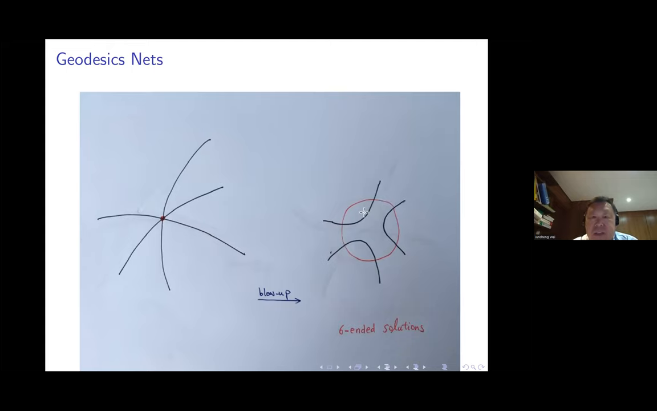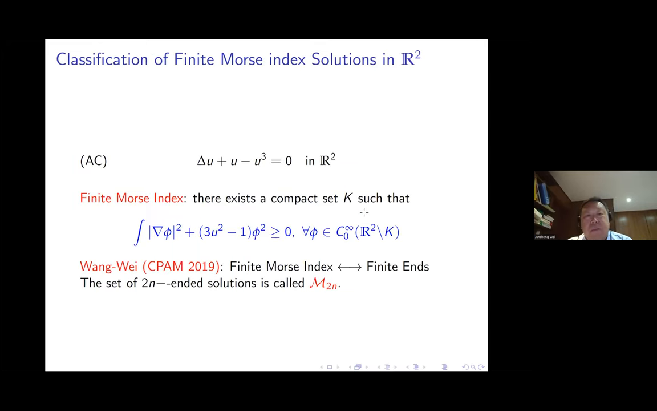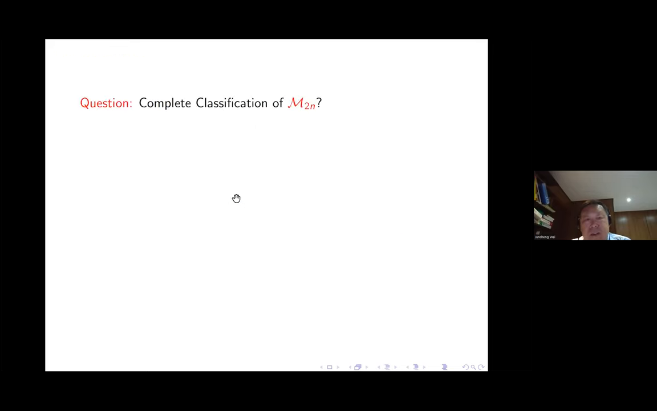Okay, so this brings about the question: what about multiple-ended solutions of Allen-Cahn? By a result of Wang and myself, we know that finite Morse index implies finite end. The set of finite-end solutions for the Allen-Cahn we denote M_n. So far we know very little about this, and a complete classification of finite-end solutions is almost out of reach.